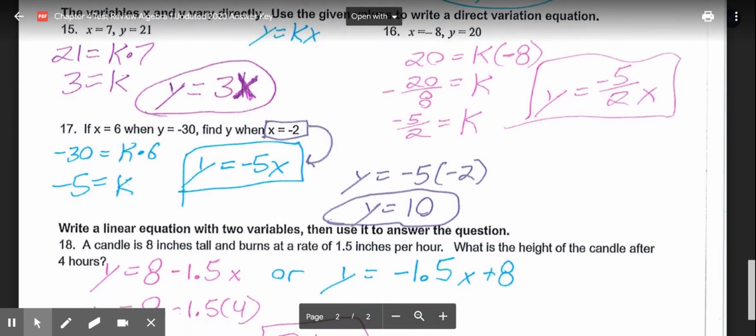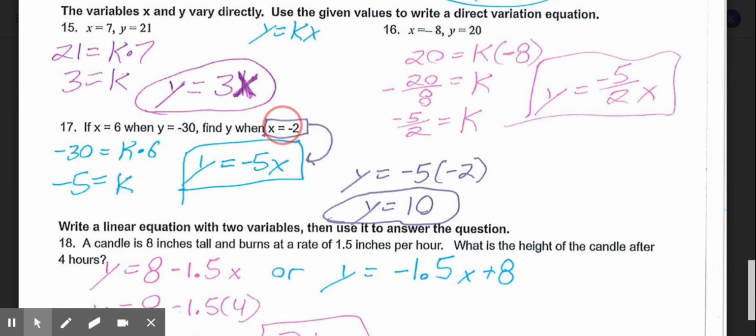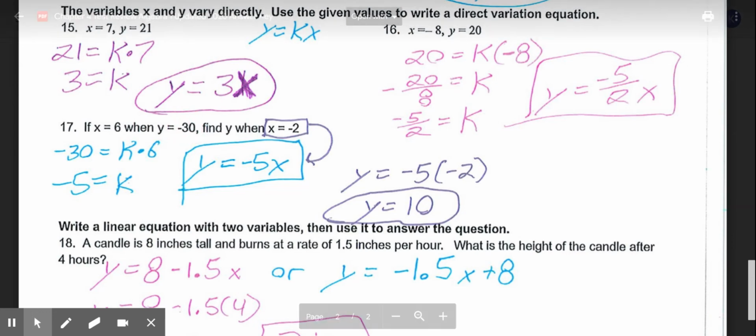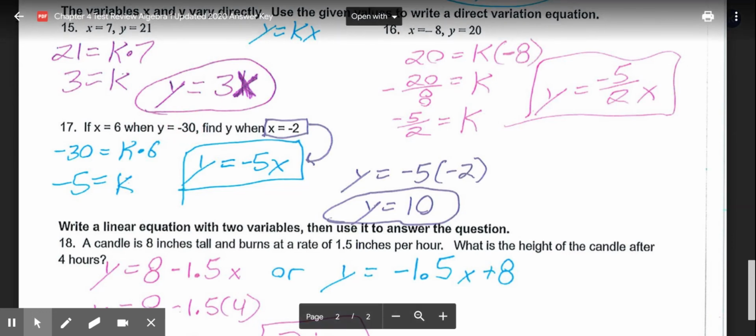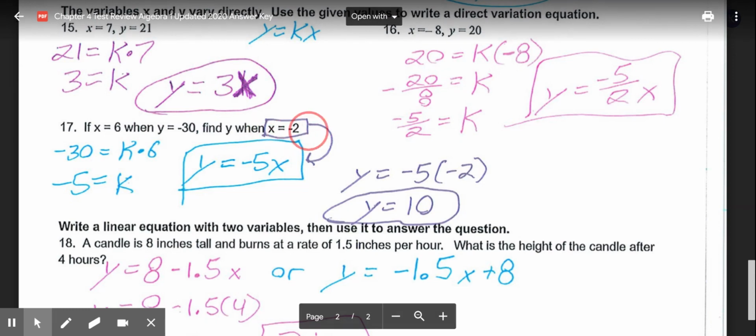So y would equal negative 5/2 times x. And in 17, it's the same process. And then after we get our equation, they want us to find y when x is negative 2. So first, we still need to use the original x of 6, y of negative 30 to find k. So negative 30 equals k times 6. Divide both sides by 6, and negative 5 equals k. So my equation would be y equals negative 5x. We substitute in the negative 2 for x. So y equals negative 5 times negative 2. Final answer, y equals 10. So make sure you read the directions all the way through, so you don't forget to do this last part.